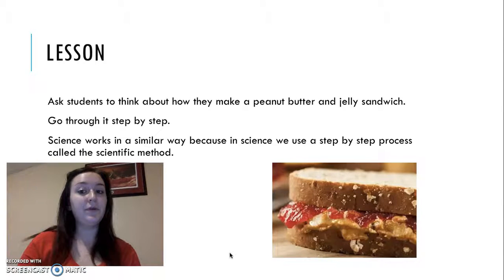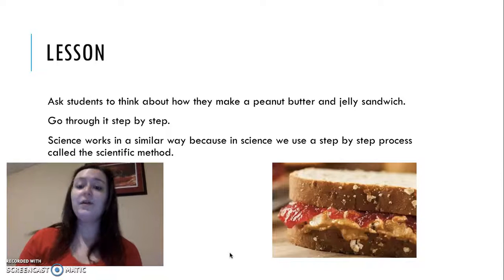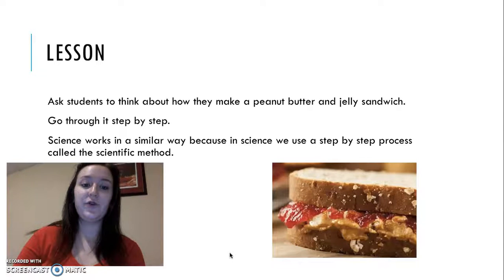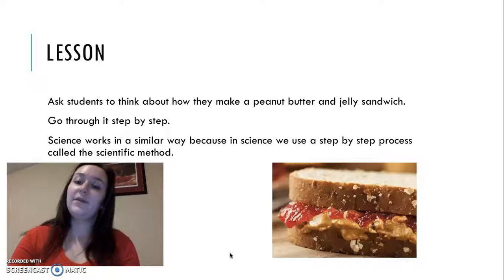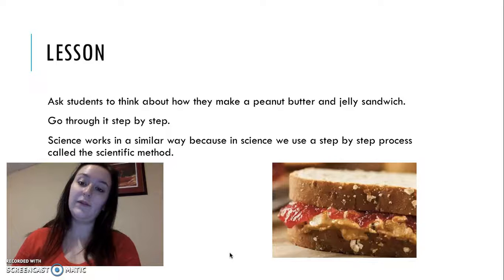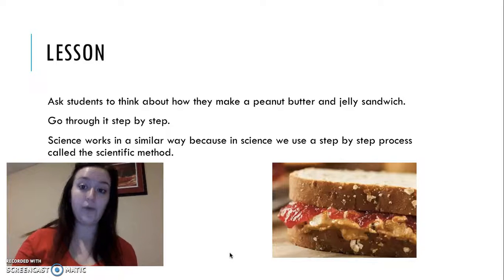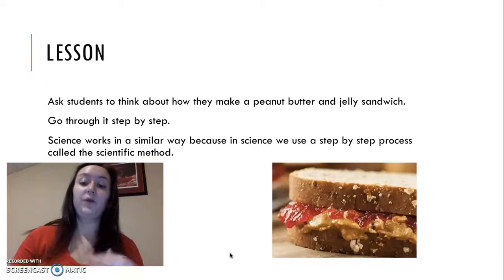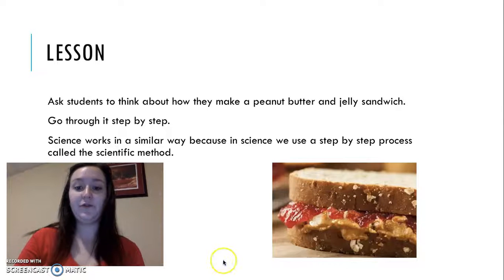Now, not everybody's peanut butter and jelly sandwich is going to be the same. Some are going to put more peanut butter, some are going to put more jelly, some may use Nutella instead of peanut butter. There's no telling how many different ways somebody can make their peanut butter and jelly sandwich. The scientific method is the same way. Although we all have the same steps, we may do them in different orders. We may do them in different ways, but it is still the same step-by-step process as making a peanut butter and jelly sandwich.